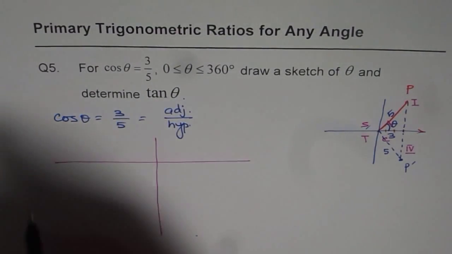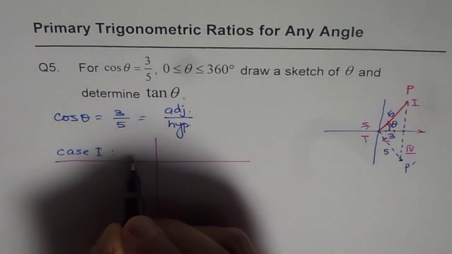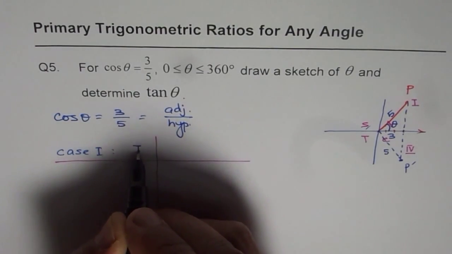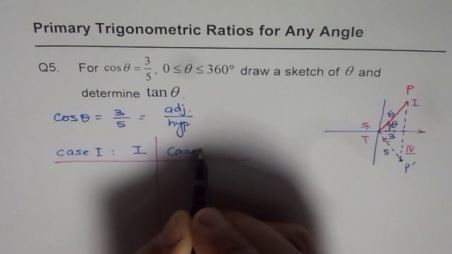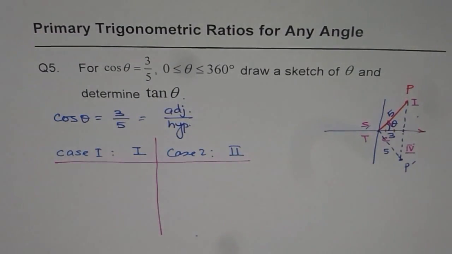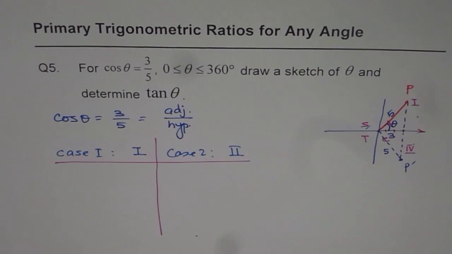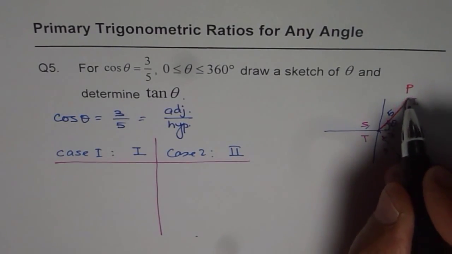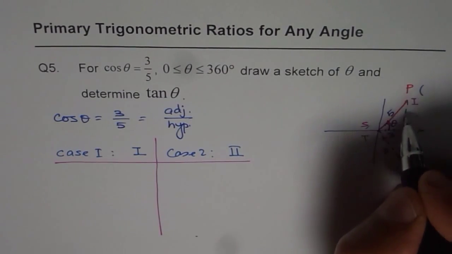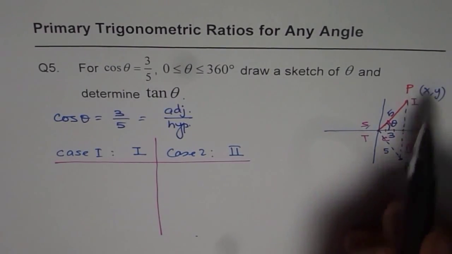So we have case 1 when theta is in quadrant 1, and in case 2 theta is in quadrant 4. So these are the two different cases. Now for both these cases we should find the value of tan theta. This is important to understand. Now to find tan theta we need to find what the height is. We know the x value at present, but we don't know the y value. We need to find the y value.